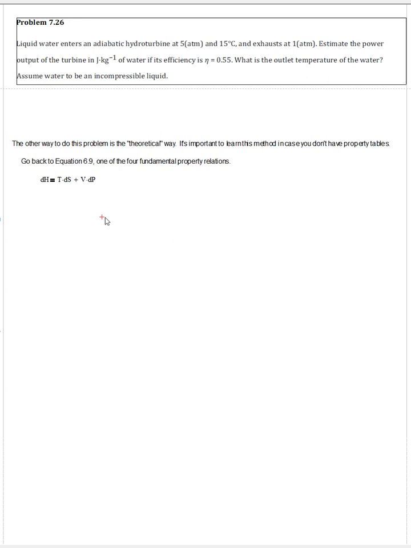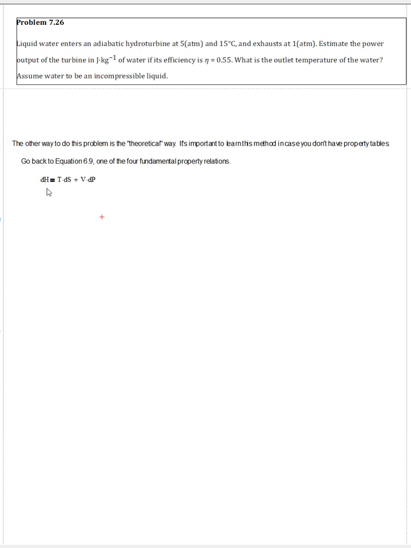Remember, when we solved using the online steam tables, we didn't care whether or not it was compressible or not. The steam tables treat it as a compressible fluid. Here, if we're going to solve this theoretically, we're going to need to invoke the assumption that liquid water is an incompressible fluid.